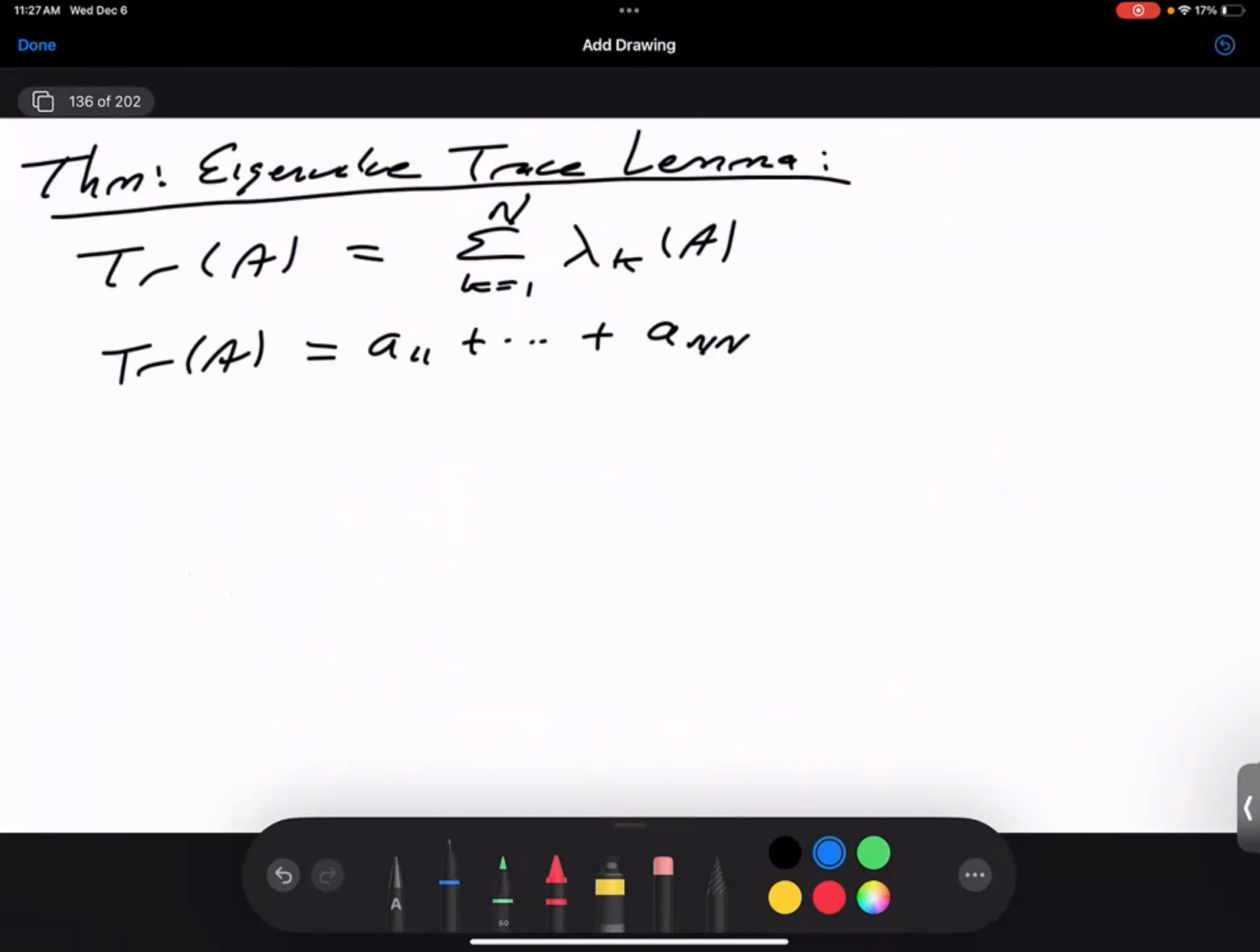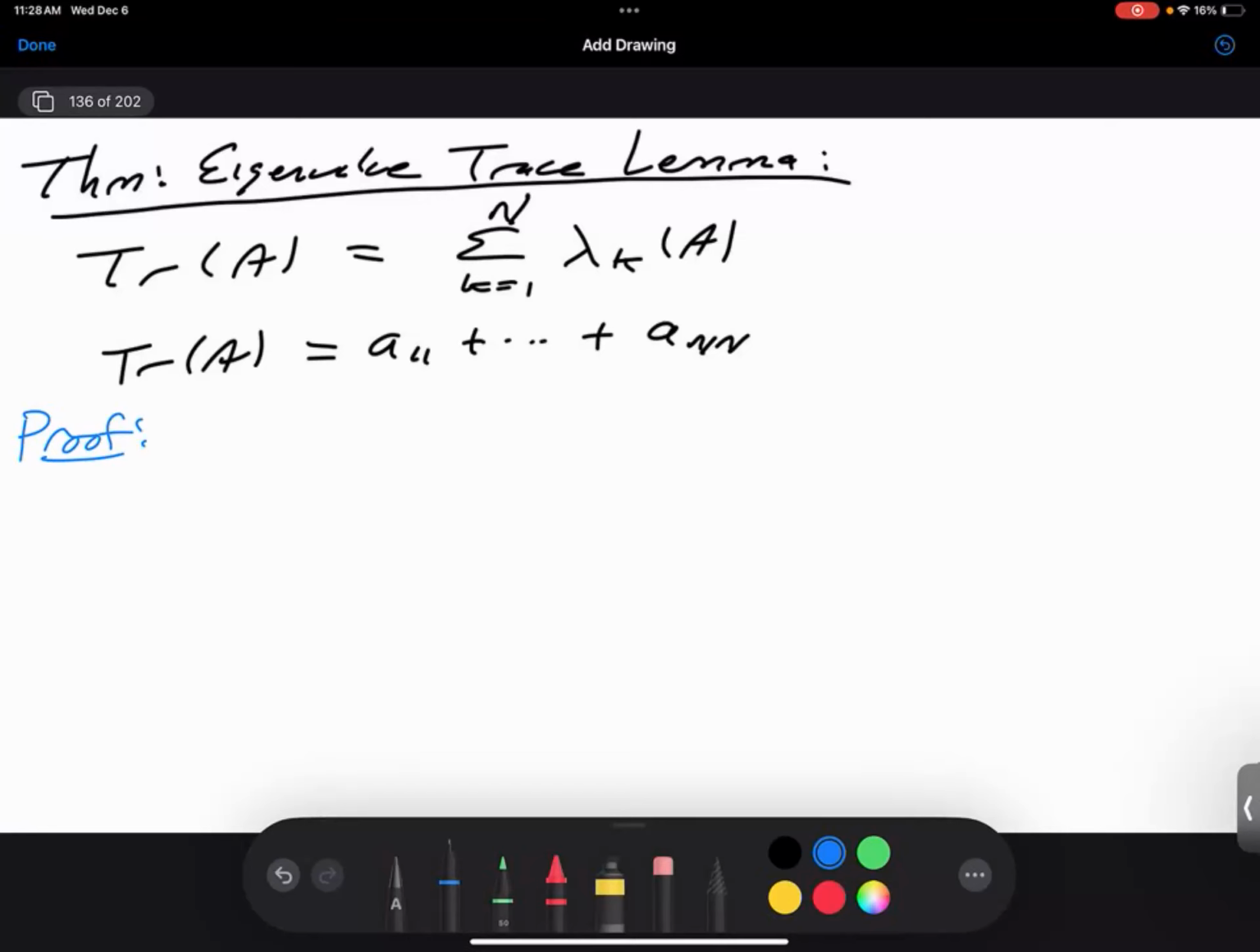Okay, next result, the eigenvalue trace lemma. The sum of the eigenvalues of a matrix is equal to the sum of the diagonal entries. How many people remember seeing this in linear algebra? How many people could prove it if their life depended on it? Okay, how does the proof go? You find the eigenvalues, and you just expand everything, and then the last term will be like the sum of the. So then you need to develop the theory of the characteristic polynomial.